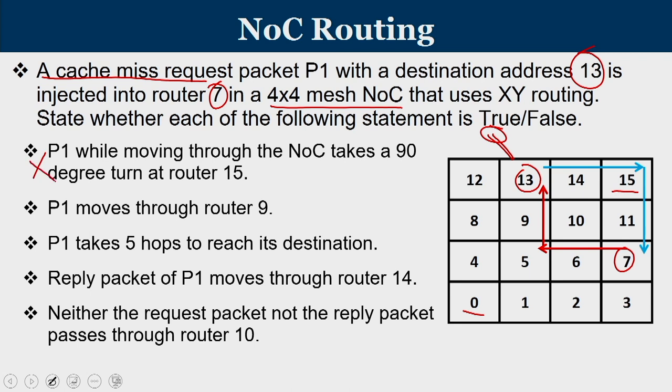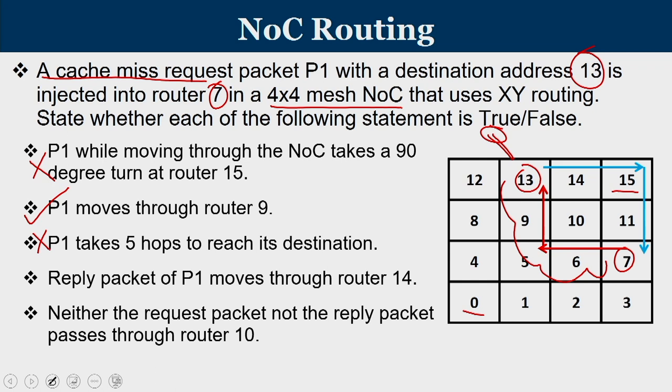It is false. Now, P1 passes through router 9. We can see that it is passing through router 9. So, that is true. P1 takes 5 hops to reach the destination. From 7, it takes 1 hop to reach 6, 2, 3 and 4. It takes only 4 hops to reach the destination. So, P1 takes 5 hops to reach destination, that is also false.